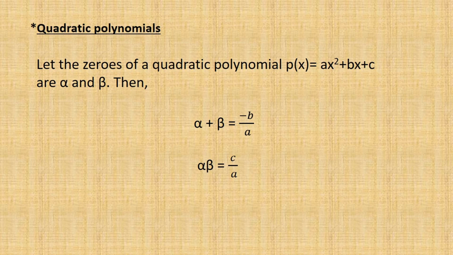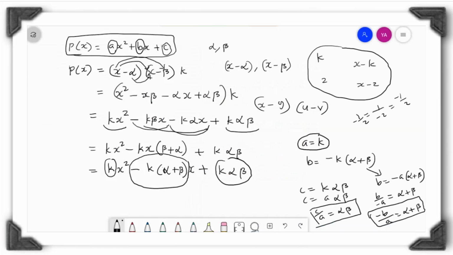Sir, can you explain that proof again? Okay, we can check the proof again. The general form of a second degree polynomial is p of x is equal to ax square plus bx plus c. So a, b and c are the coefficients. We assume that the zeros are alpha and beta.